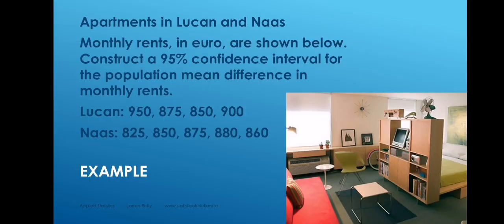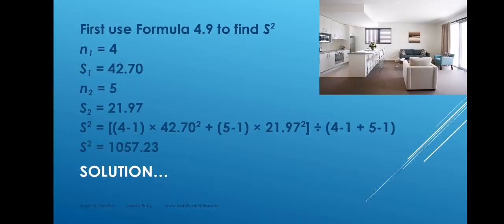So there's the problem we're solving: apartments in Lucan and in Naas. We want to estimate the mean difference in monthly rents based on those figures. The sample sizes in this case aren't equal, and it's not necessary that they be equal. So we have 4 apartments randomly selected from Lucan and 5 from Naas, and we want to estimate what is the mean difference in rental between these two towns.